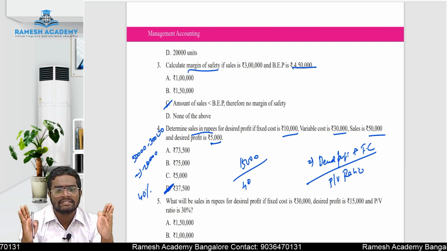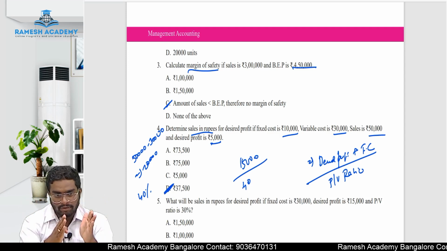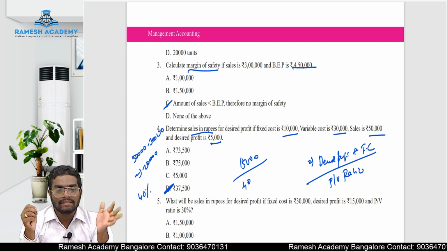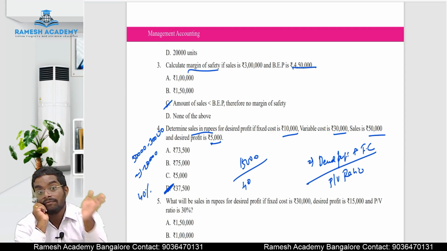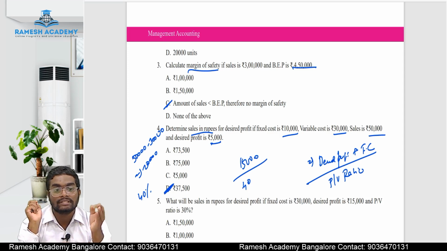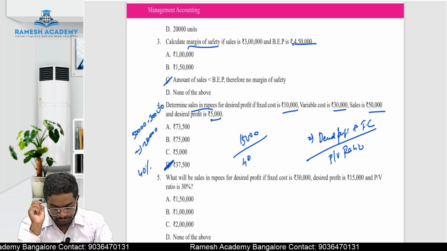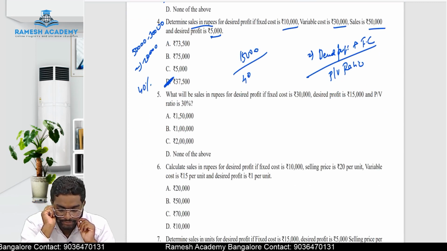The formula for desired sales is desired profit add the fixed cost divided by the PV ratio. If we have to calculate in amount, use the PV ratio. If it is in units, we will be dividing it by contribution per unit. Next we will go to the fifth question.